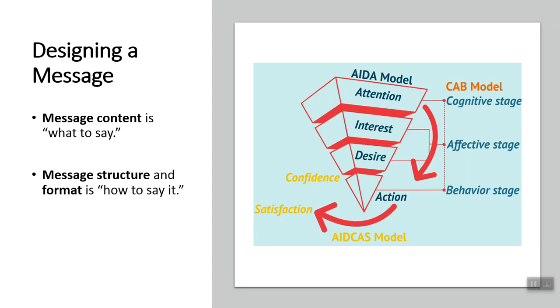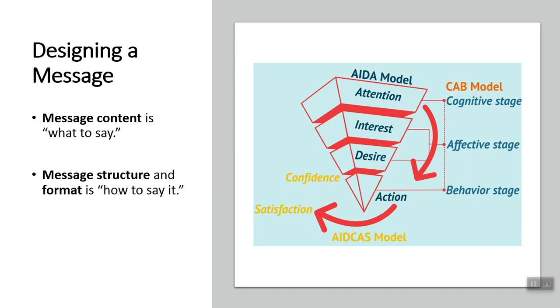Designing a message. In this stage, we should carefully design a proper message that would get, here you can see our AIDA model: attention, interest, desire, and action. These stages are connected, and the consumer would pass through these stages with carefully planned communication.